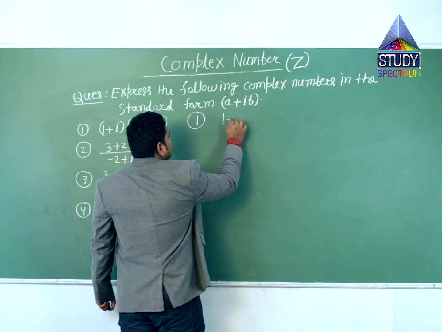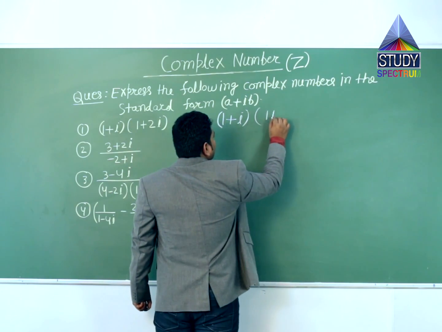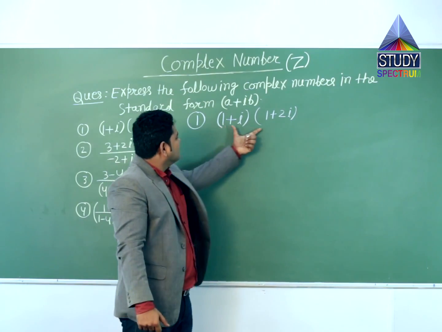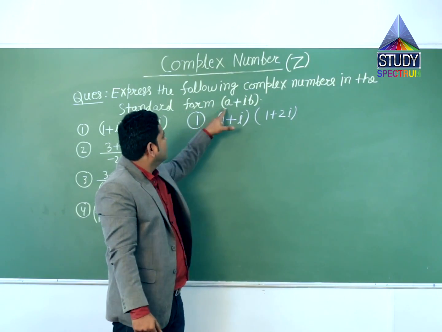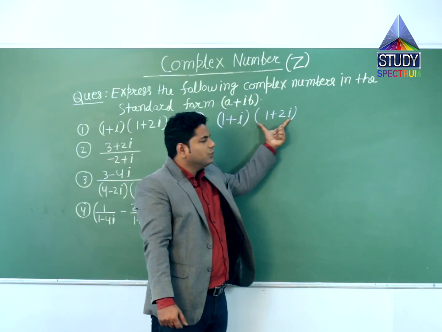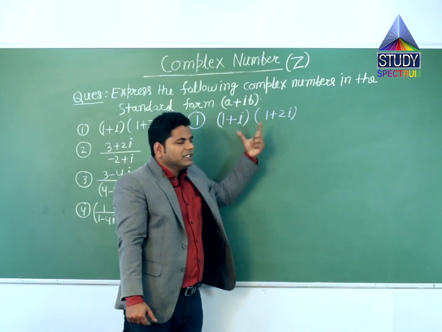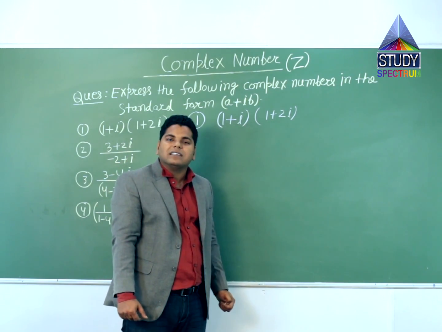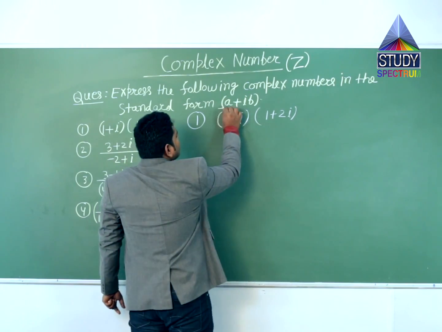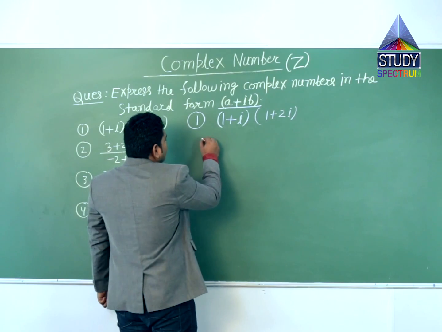Here the first question is (1 + i)(1 + 2i), and we have to express this in the standard form of a complex number, a + ib. Here 1 + i is one complex number, 1 + 2i is another complex number, and the two complex numbers are given in terms of multiplication, and we have to convert this multiplication into the form a + ib. Okay, now let's multiply it.